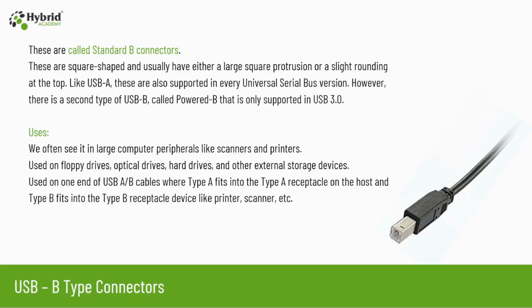We often see it in large computer peripherals like scanners, printers, etc. Used on floppy drives, optical drives, hard drives and other external storage devices. And these are used on one end of the USB A-B cable, where type A fits into the type A receptacle on the host and the type B fits into the receptacle on a device like a printer, scanner, etc.